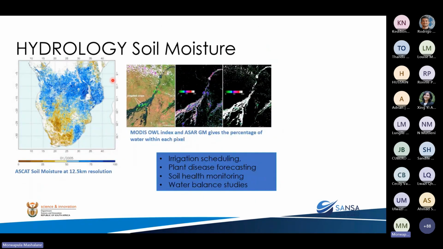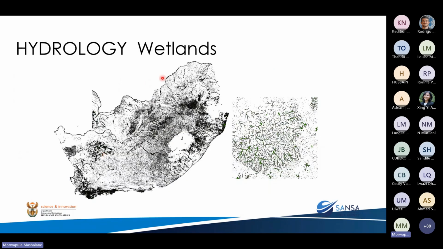And also soil moisture, we have various instruments and satellites that provide information on soil moisture, like ASCAT, MODIS, etc., which is important for irrigation scheduling, plant disease forecasting, soil health monitoring, and water balance studies. And also the mapping of wetlands, their extent, their status, whether they are degraded, where they are. That is the kind of information we can derive from satellite images.